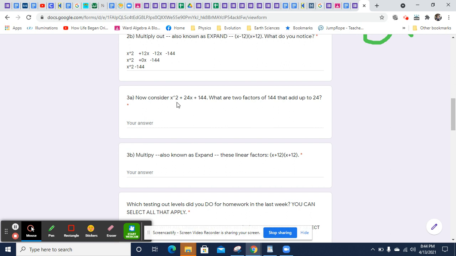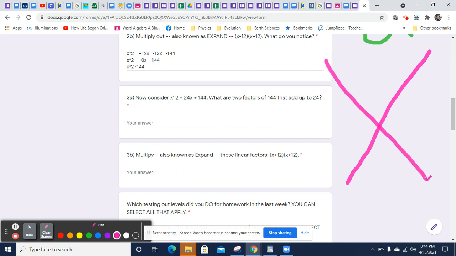We now are going to look at x squared plus 24x plus 144 instead of a minus. So now we're going to use that nice little handy thing. We've got a product here and a sum here. So we're going to have a product of 144 and a sum of 24. Okay, so we need two factors of 144 that add up to 24. And those two factors would be 12 and 12.